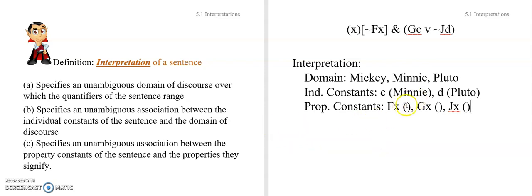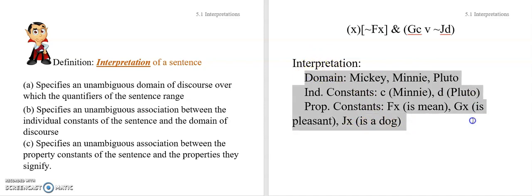All right, so in this particular case, let's say what f of x stands for. Well, f of x is going to stand for is mean, okay? And g of x is going to stand for, let's say, is pleasant, okay? And j of x is going to stand for is a dog, okay? All right, so let's just sort of do that. So notice this interpretation is just what we did in the previous two videos.